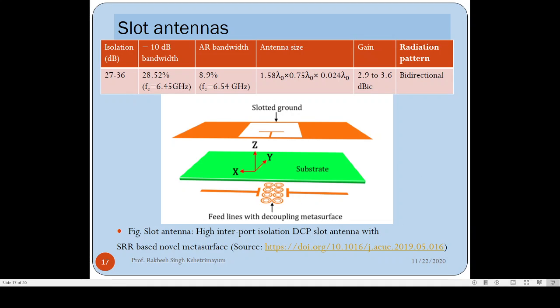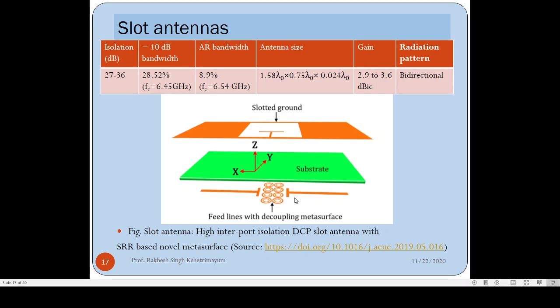So this is the first structure we are considering. Look at this structure here. This is a dual circular polarized slot antenna. This is the feed line. We have a feed line here. This is a slot. This slot is radiating.